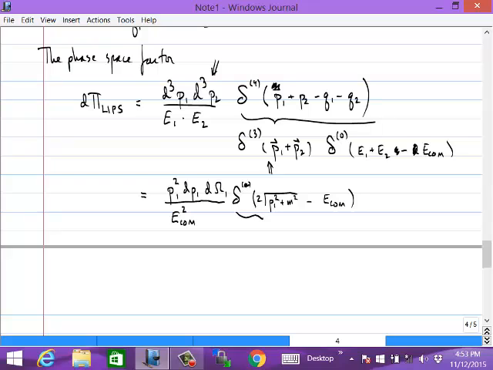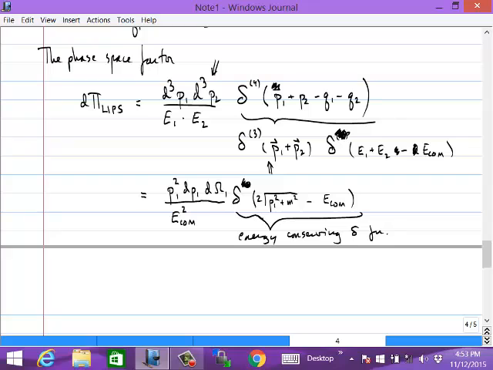And now I can use this delta function here. That's just a delta function, not a delta zero. I'm not quite sure why I called it delta zero. We can use that delta function to do the P1 integral. It's actually a little bit subtle to do that.